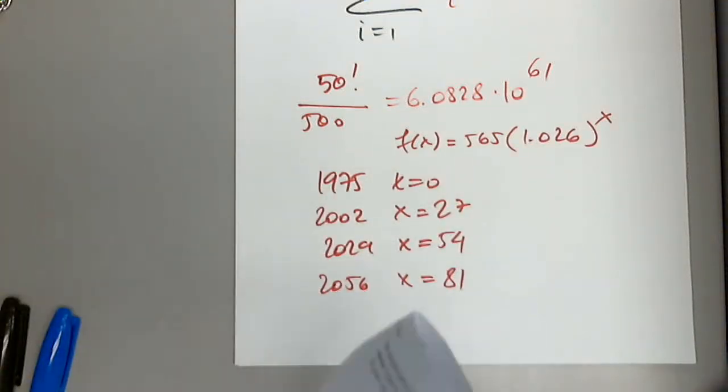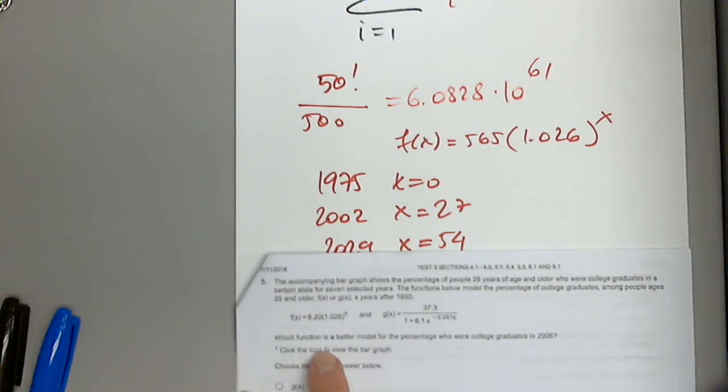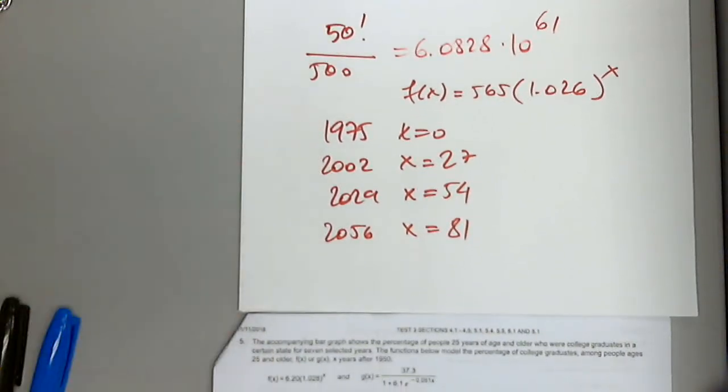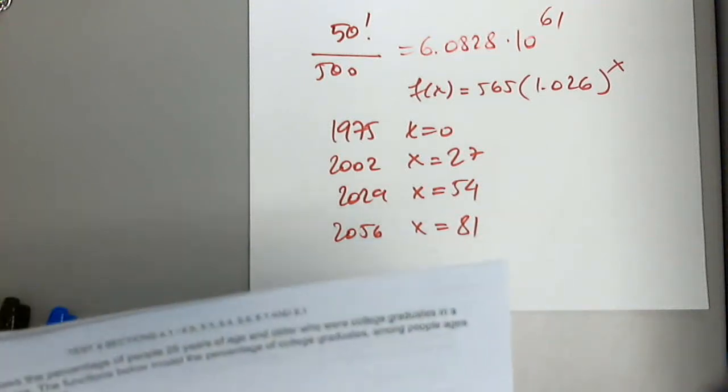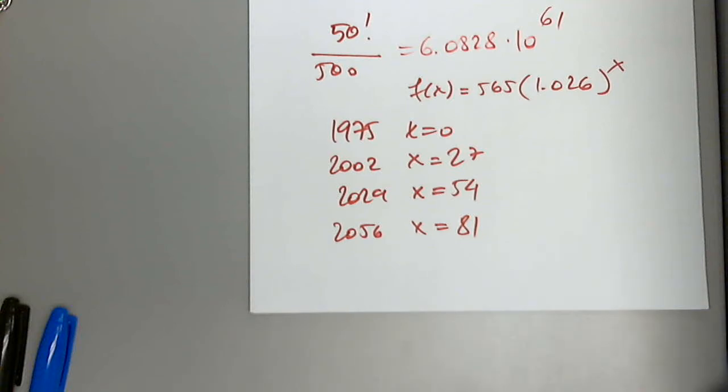I forgot. You said number 5? Did you say number 5? Yes, I did. Okay, so for number 5, it says which function, so let's go to y equals again. Is this okay? So plug it in, plug in f, 6.2, and in parentheses, 1.028 raised to the x power.